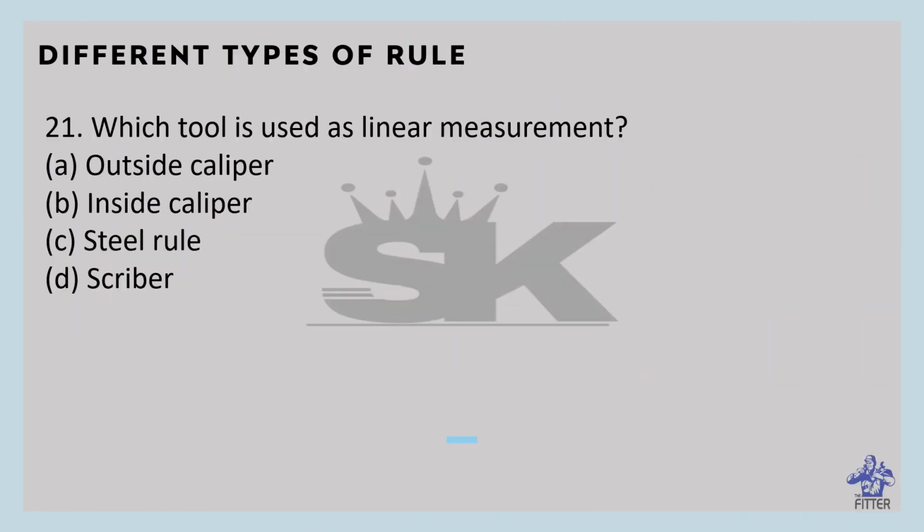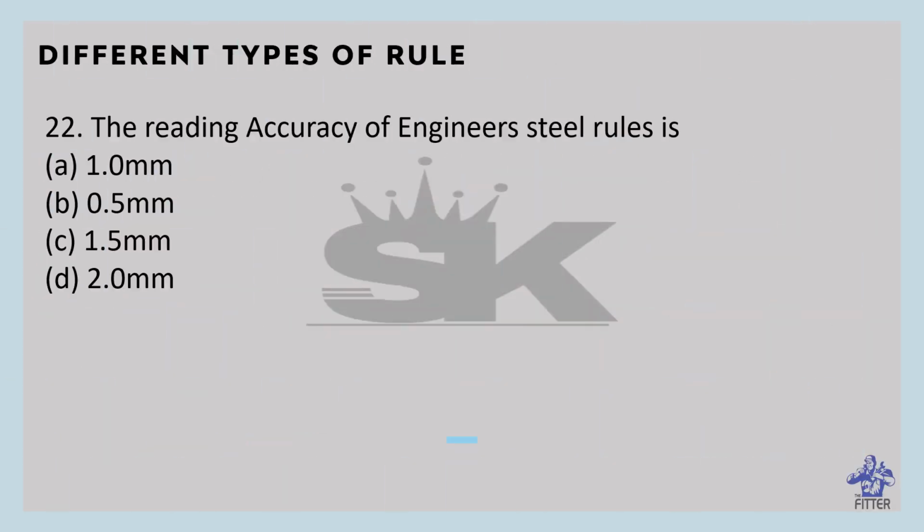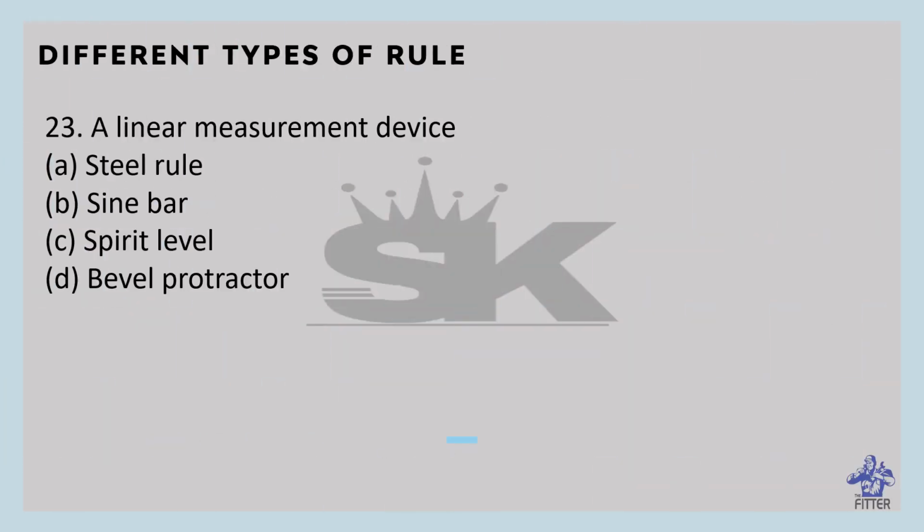Which tool is used as linear measurement? That is steel rule. The reading accuracy of engineer's steel rule is 0.5 mm. So these questions are repetitive, right? So you may know how much important they are. A linear measurement device, that is steel rule.